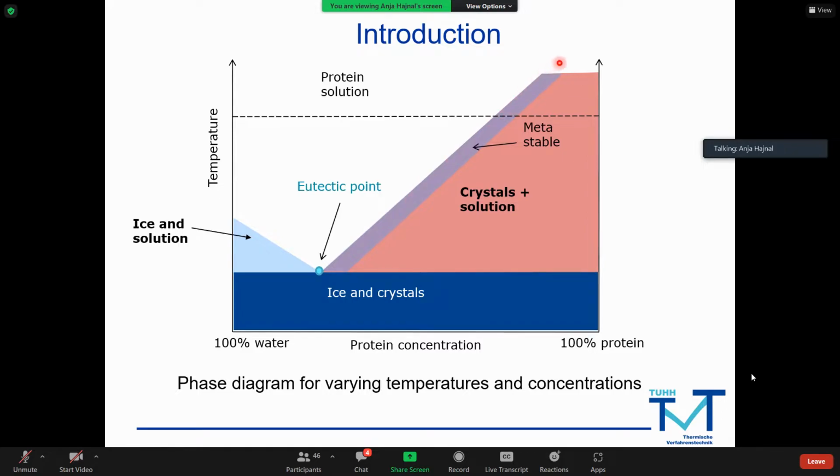so we can help the nucleation if we add crystals of the same type or of another type, which will help the crystal growth. And this is why this area is called the metastable area, because we cannot have spontaneous growth of our crystals.